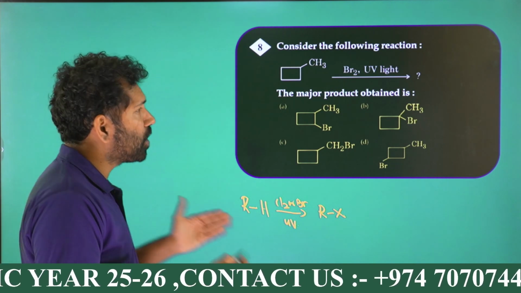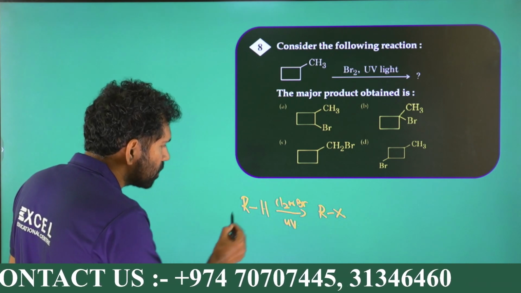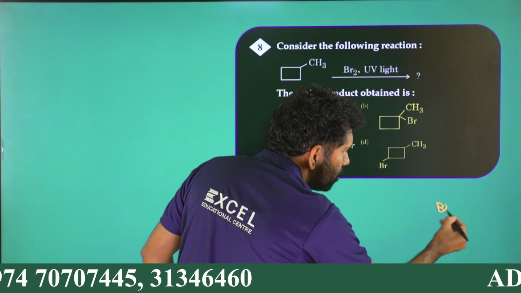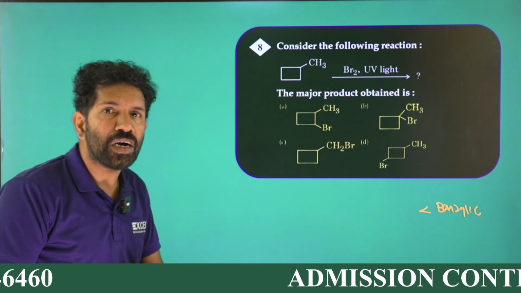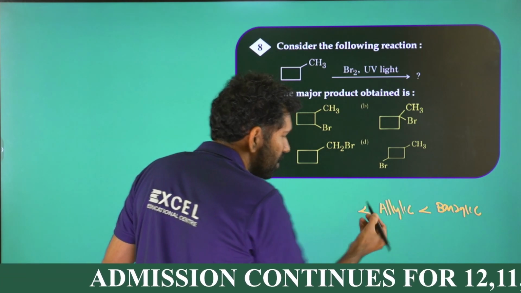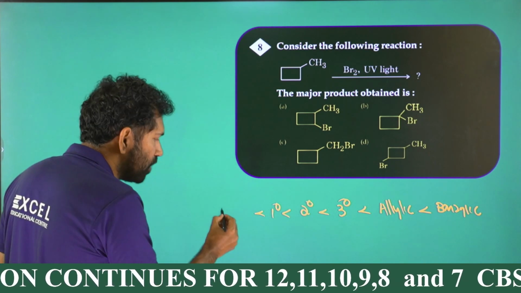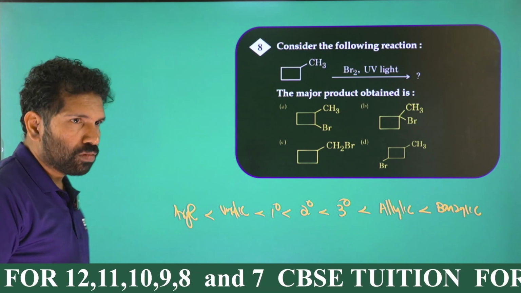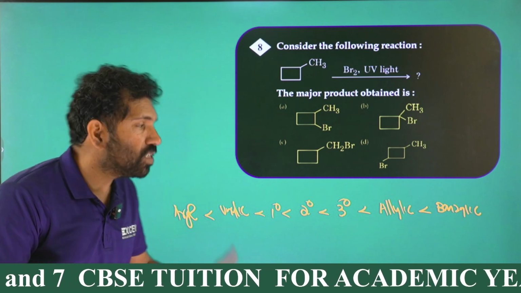The order of free radical halogenation is: benzylic halide first. If there is a chance of forming a benzylic halide, that will be the major product. Then allylic, then tertiary, then secondary, then primary, then vinylic, then aryl. This is the order of monohalogenated product obtained in free radical halogenation reaction.